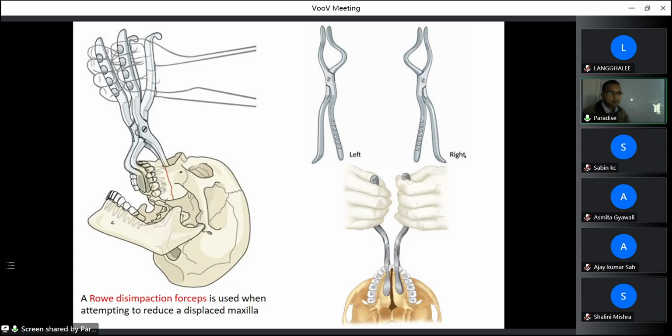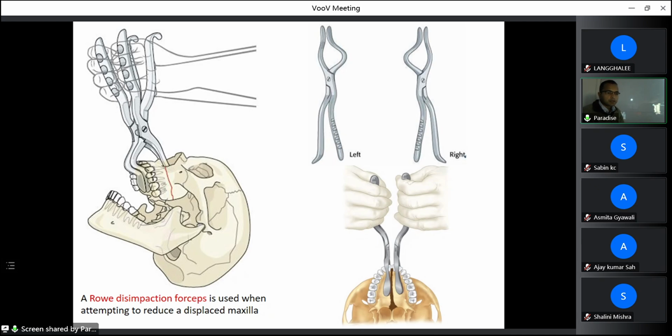It is also very technique sensitive because you are holding the two Rose disimpaction forceps simultaneously, but the direction of force should be the same. You have to apply the downward force or occlusal force simultaneously, because if you don't apply equal force on both the forceps, the problem is there will be a mid-palatal split. You will split the mid-palate. You will fracture the maxilla. So be careful. While holding both the forceps, you have to apply equal force, and the magnitude and direction should be the same.